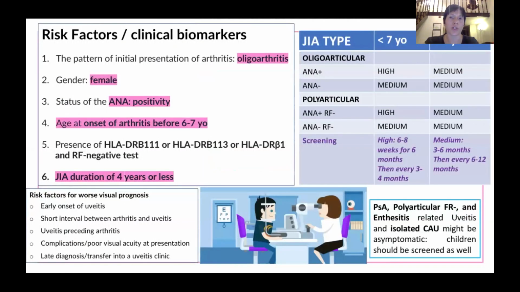Ocular screening is crucial for at-risk patients to prevent asymptomatic vision loss. Guidelines, still evolving, focus on risk factors like oligoarthritis, female gender, ANA positivity, arthritis onset, and JIA duration. Uveitis related to psoriatic arthritis, polyarticular seronegative arthritis, and enthesitis can present asymptomatically, and in these cases, screening should still be performed. It is also important to perform screening in those with idiopathic chronic anterior uveitis.